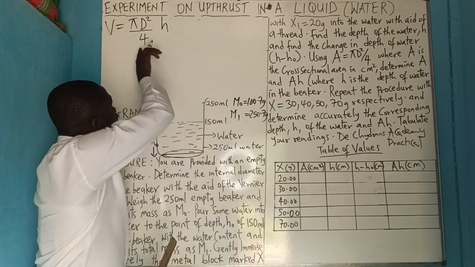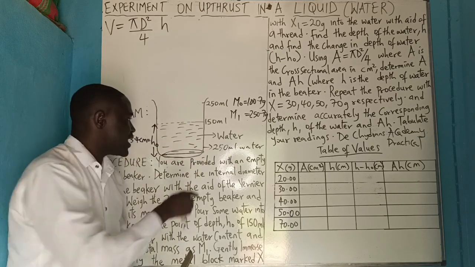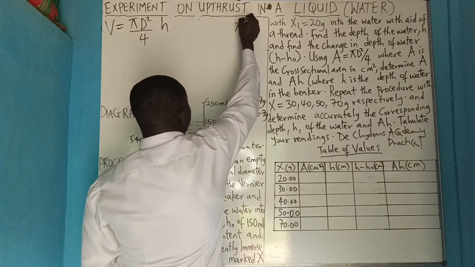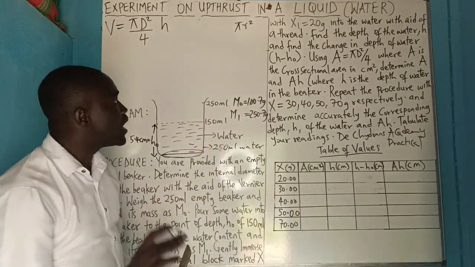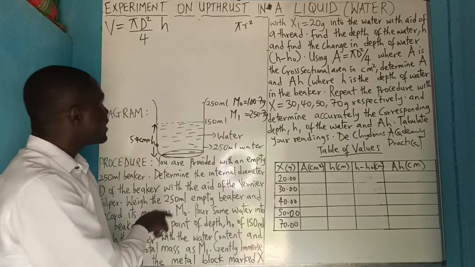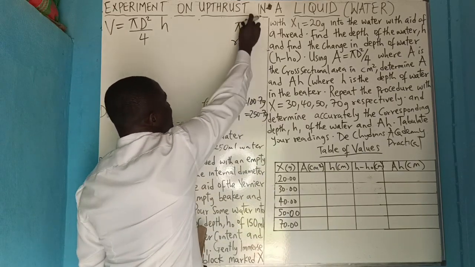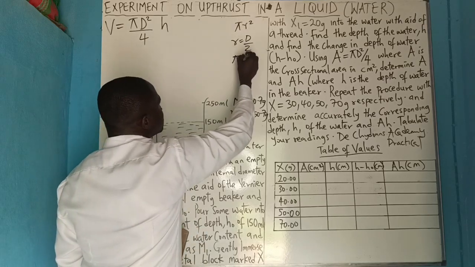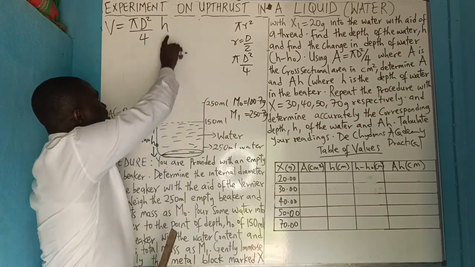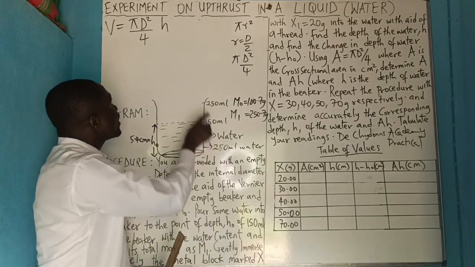This is because volume of any solid shape is equal to base area times height. You know that how we got this formula is that the base of that beaker is in circular form, and every circle has area pi r squared. That is the area of a circle. But because they expect us to get the diameter, we remember that r is equal to d over 2, and putting it here, it will now be pi d square over 4. That is how we got this area. So base area times height is equivalent to volume. So once we have gotten the height of that volume, we can get the area.